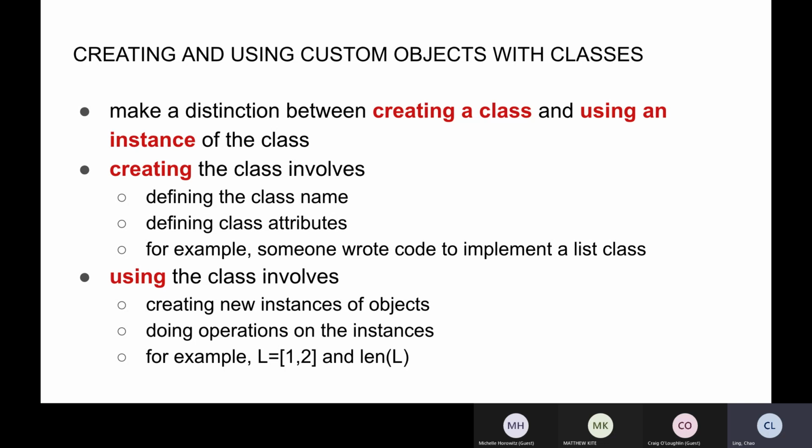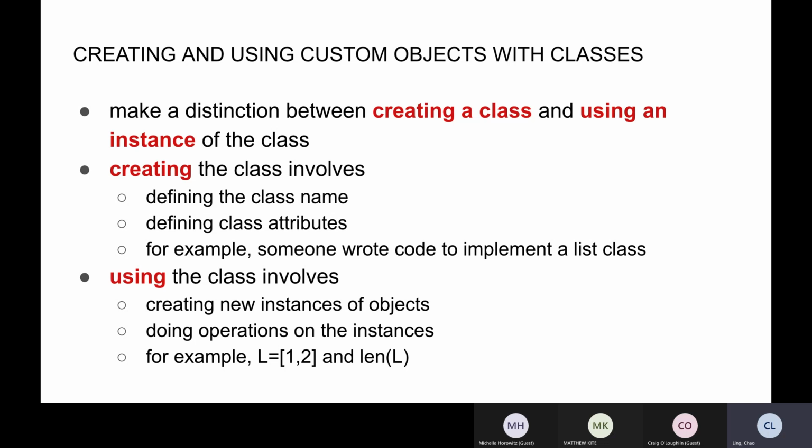And for the custom objects, how do you create them? We need to make a distinction between creating a class and using an instance of the class, right? To create a class, you need to first define the class name. For built-in ones, somebody else needs to define them and import them into Python, right? So you have to define the class name, and you have to define the class attributes.